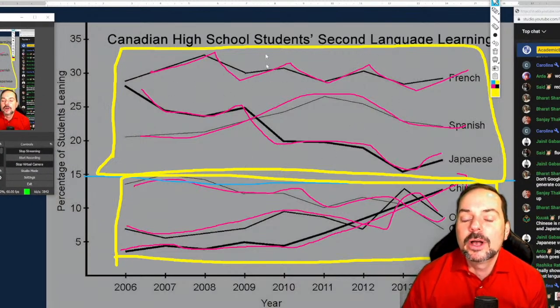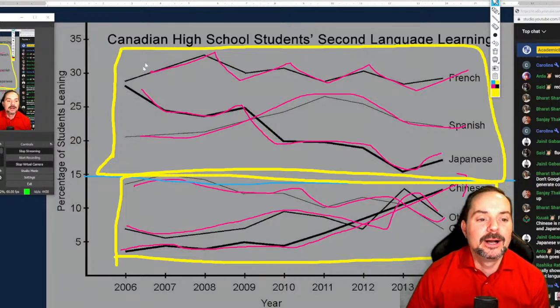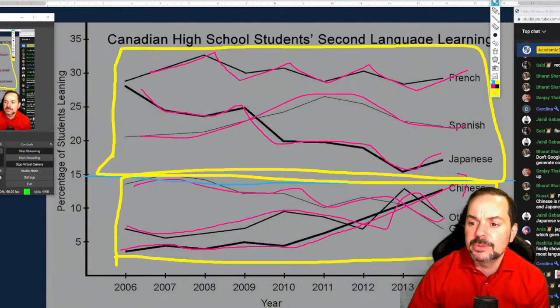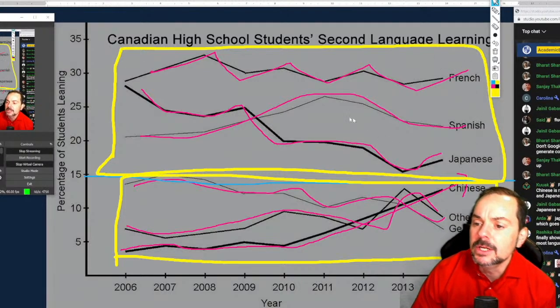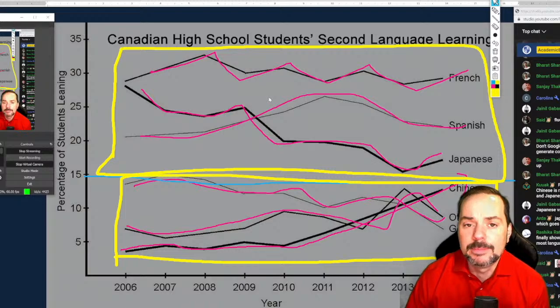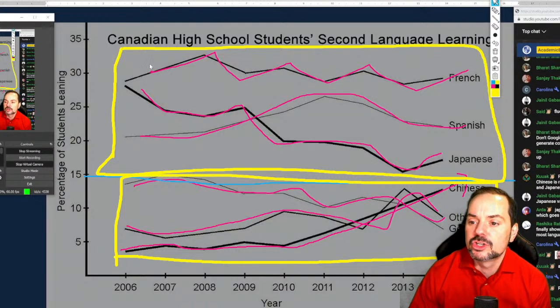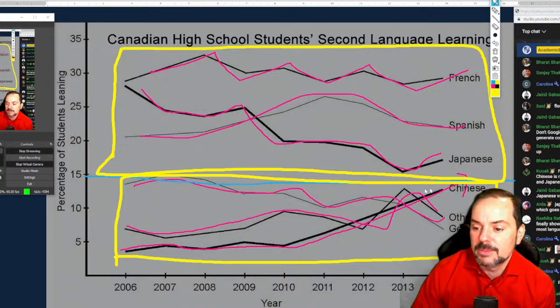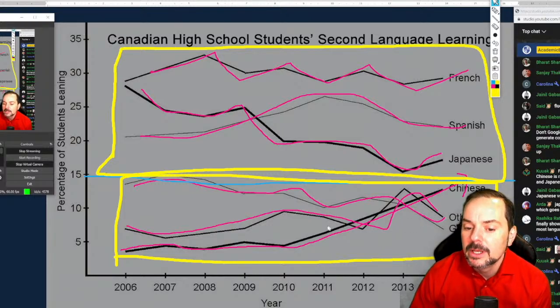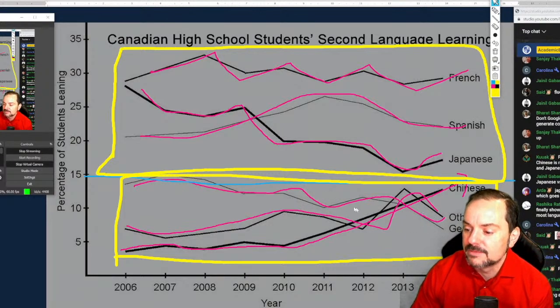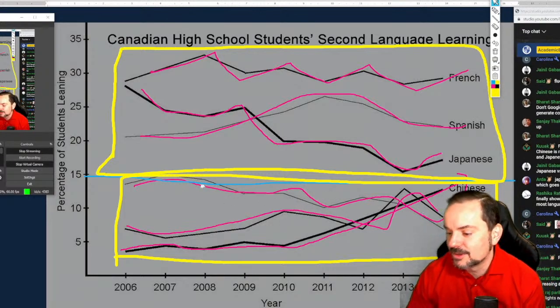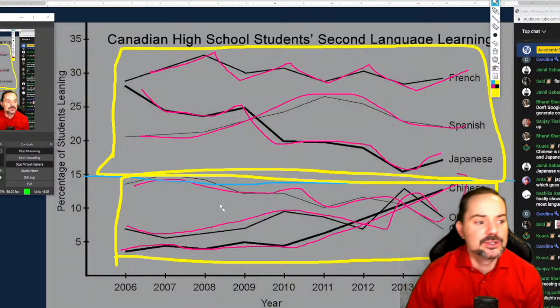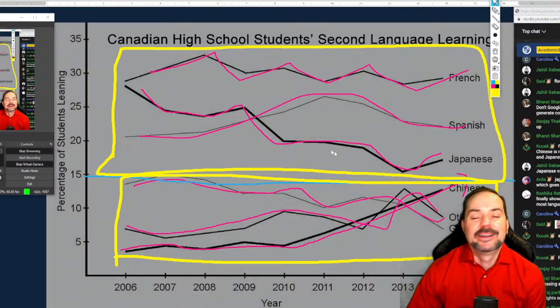Okay, so for our overview, now you can see that basically these 3 languages, French, Spanish, Japanese, are arguably the more popular second languages or choices of second language. And they have fluctuations. And then these 2 other languages, Chinese and German, maybe take a little bit less popularity and also experience fluctuations with the others. Okay. Yeah, so now you see all my highlighting.